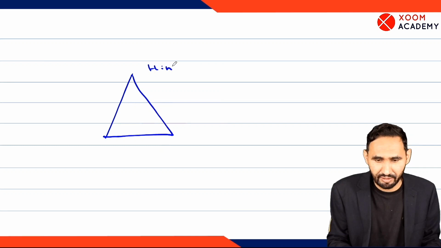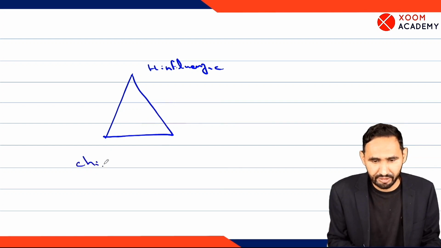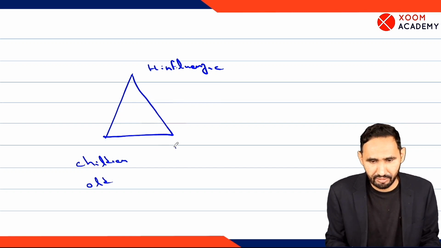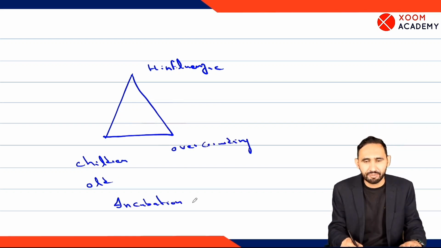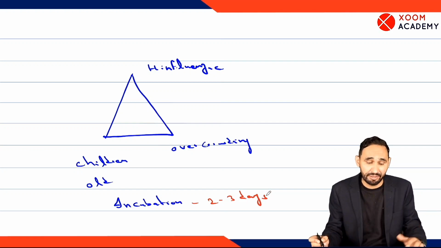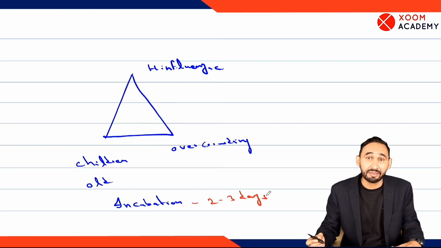H. influenzae is the causative agent. Predominant in children and old people. Common in overcrowded places. Incubation period is from 2 to 3 days. It spreads rapidly. Initially, influenza had pandemics. Pandemics are controlled through vaccination. But there is a problem with mutations.